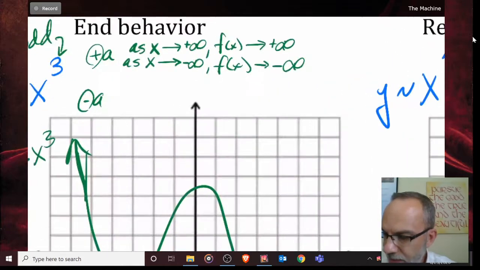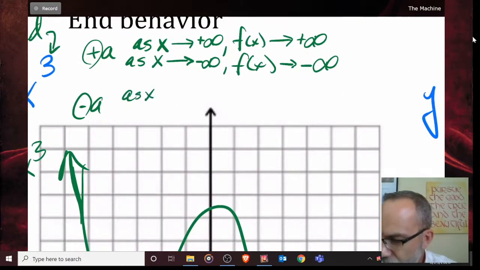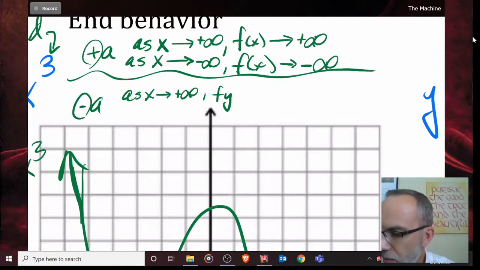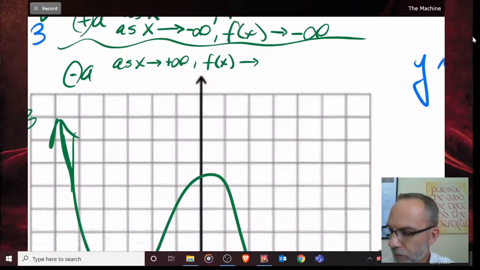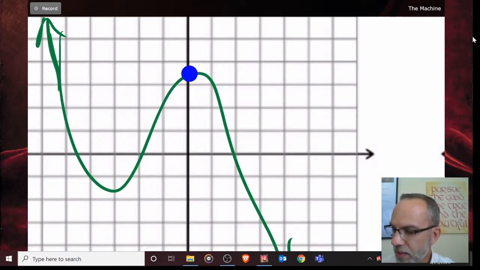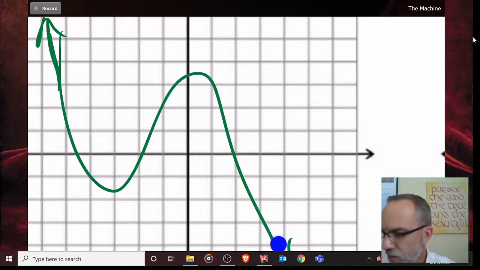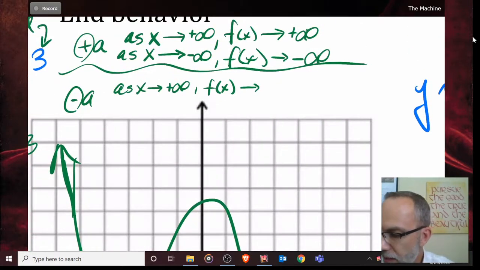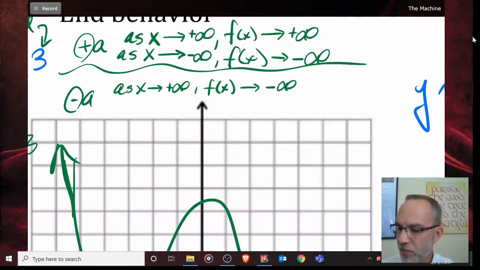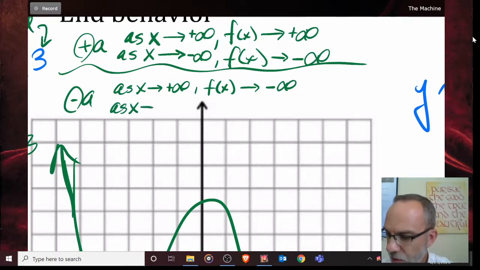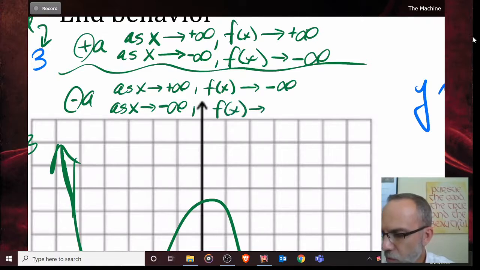All right, so how do I write that? So as x goes to the right forever, what does the y value do? F of x. What does the y value do now? As I go to somewhere in the middle, and as I go to the right on the graph, what does the y value do? It goes down forever. How do I write that? F of x approaches negative infinity, goes down forever. And then as x goes to the left forever, f of x then goes to positive infinity.